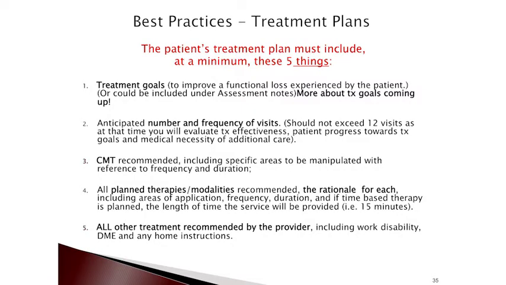Okay. Number 3, CMT recommended, including specific areas to be manipulated with reference to frequency and duration. And number 4, all planned therapies and modalities recommended, the rationale for each, including areas of application, frequency, duration, and if time-based therapy is planned, the length of time the service will be provided. And number 5, all other treatment recommended by the provider, including work disability, DME, and any home instructions.